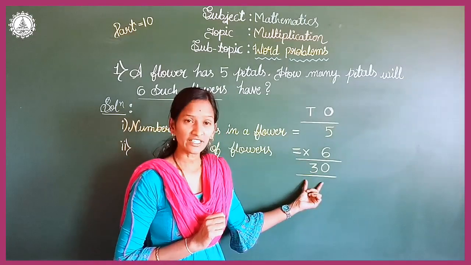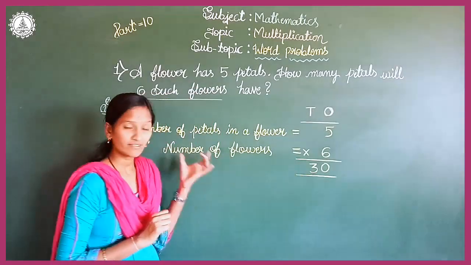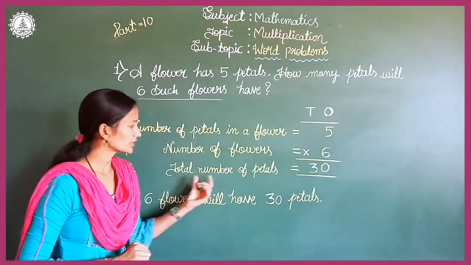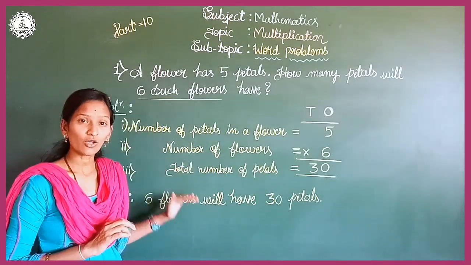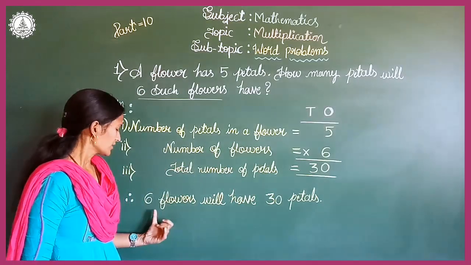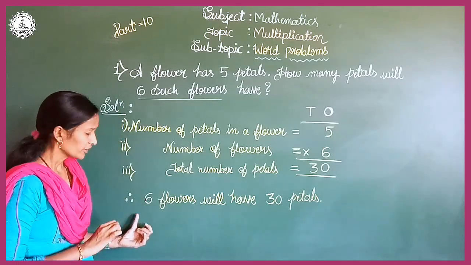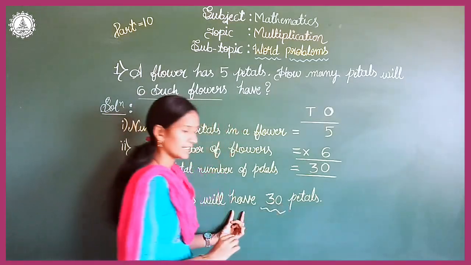Right? What is this 30? It is a total number of petals in 6 flowers. Right? Students, so this 30 is the total number of petals in 6 flowers. So now come to the last step of this problem. Therefore, this symbol, it is a therefore, the 6 flowers will have 30 petals.